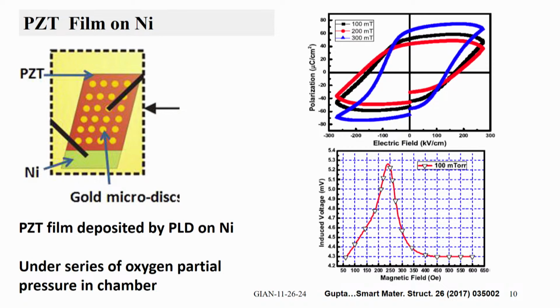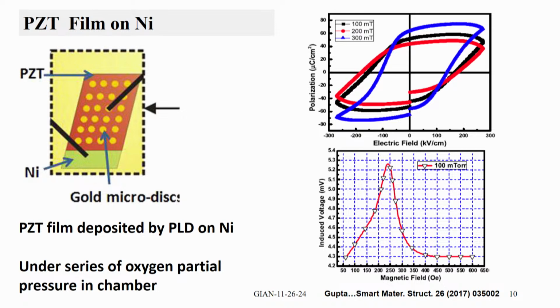This is another example where you have a film of PCT deposited on nickel. There is a gold plate, and then there is a nickel layer, and PCT was prepared by pulsed laser deposition from a target of PCT onto nickel. Then they made some gold micro darts for electrical connection, and this one is the polarization versus electric field for the PCT film, and it has reasonably good value for the polarization.